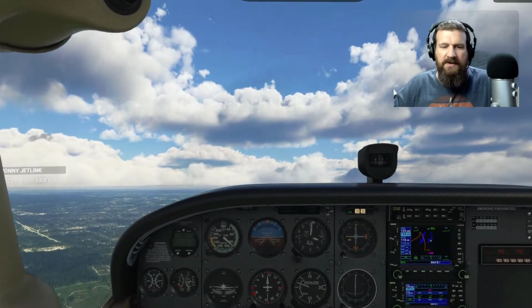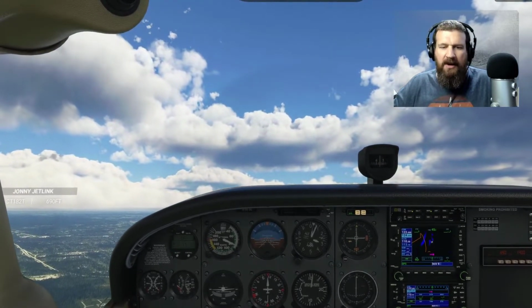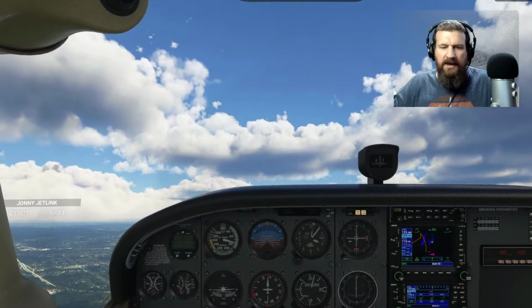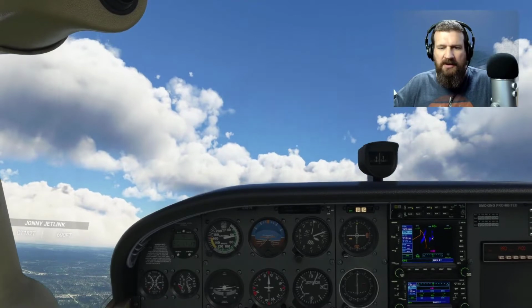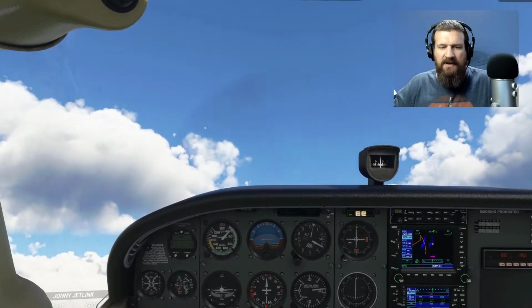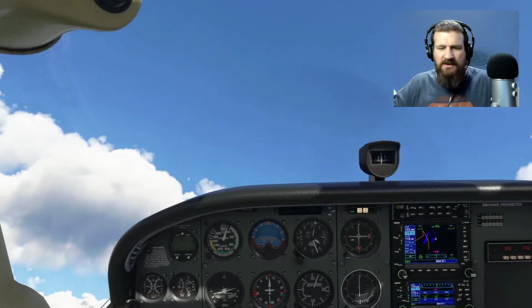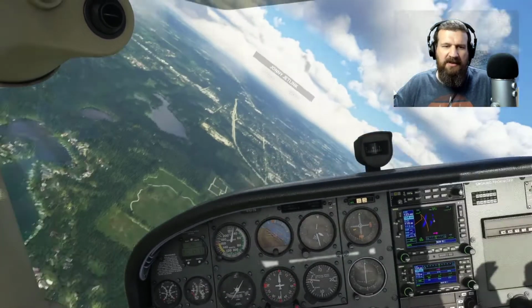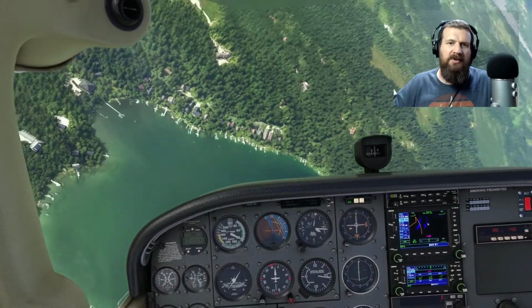So we're going to pull the nose back, lose some airspeed, and then go to full power, and keep pulling the nose up. You see the airspeed bleeding off. Stall horn, and we broke to the left again, and I'm going to let it keep going. And you can see we end up in a bit more of a spin.